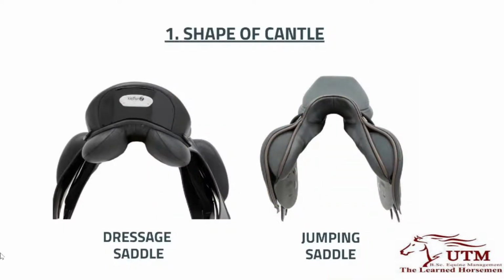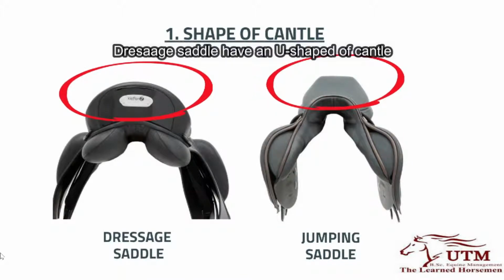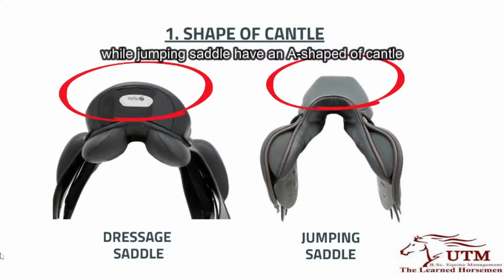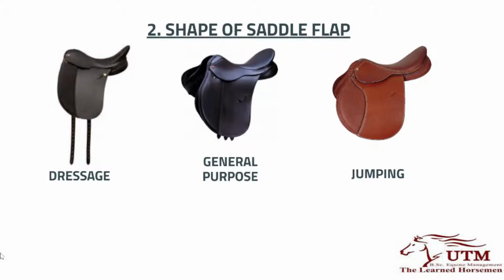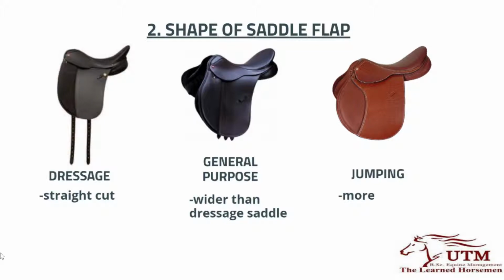Shape of cantle. Dressage saddle has a U shape of cantle, while jumping saddle has an A shape of cantle. Shape of saddle flap. Dressage saddle, straight cut. General purpose saddle, wider than dressage saddle. Jumping saddle is more forward than general purpose saddle.